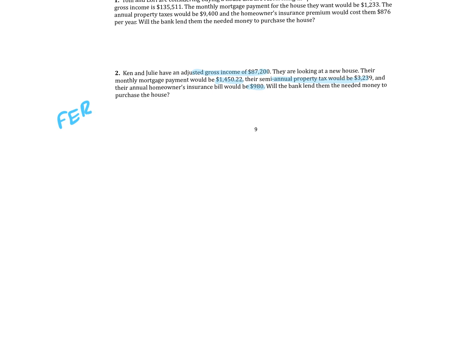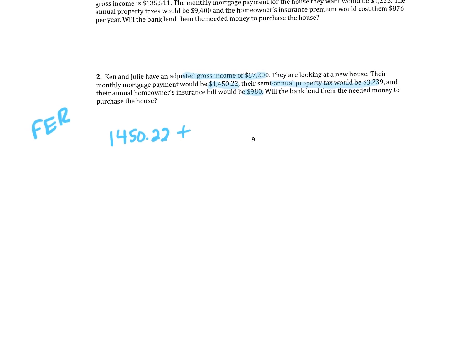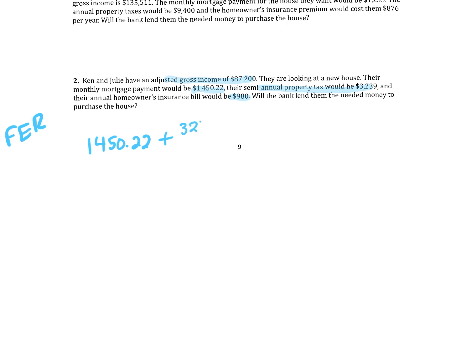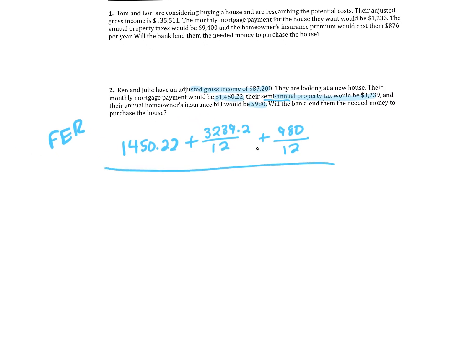Right? Okay, so we are doing 1450.22 plus 3239 over 12, but that's semi-annual, so times 2, plus 980 over 12, right? So that's all the housing stuff. And then we would divide that by 87.2 divided by 12.